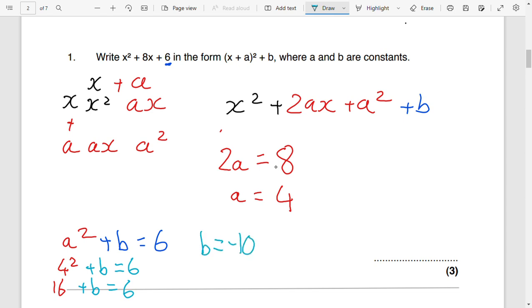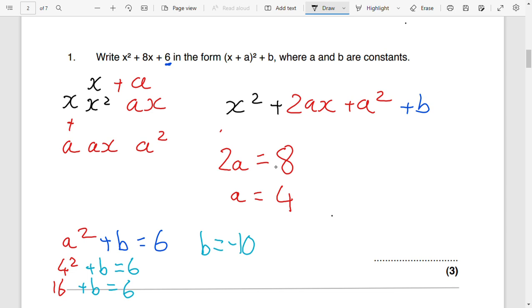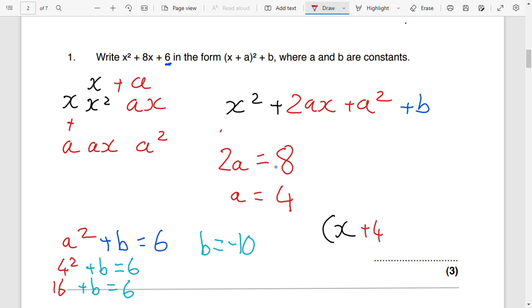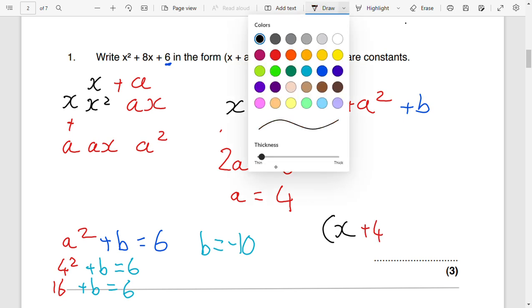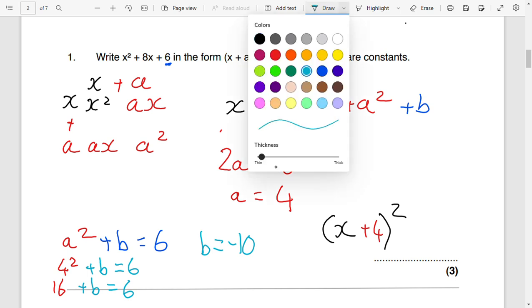So then we put it back into this form here. x squared plus 8x plus 6 into the form (x plus a) squared plus b, when we know a is 4 and b is minus 10. So that's going to look like (x plus 4) squared minus 10.